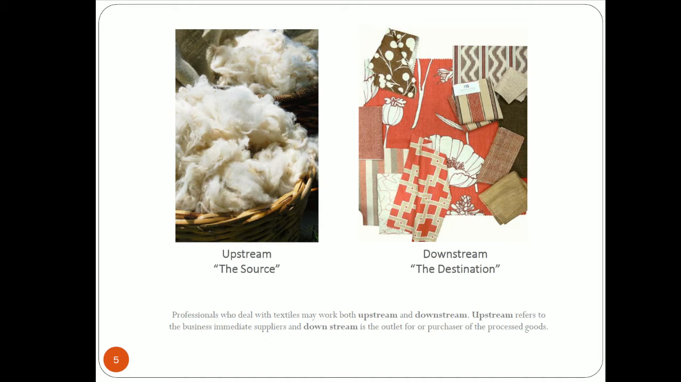Downstream is the destination. So that's where once a fabric is created, it then goes downstream to people to purchase or to process into goods. So someone makes a piece of fabric and it goes to Living Spaces or Pottery Barn to turn into a piece of furniture or bedding, etc. So the difference between upstream and downstream, I would like you to know that because there are careers within both.